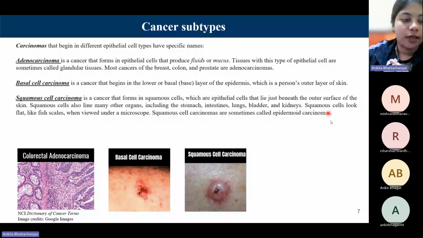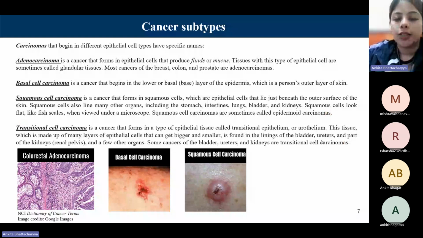So yeah, these are just representations, just for you to understand it a little better. And finally, among carcinomas, the last subtype, which is a little less commonly known, is transitional cell carcinoma, which is a cancer that arises in epithelial tissue called transitional epithelium or urothelium. This tissue is made up of many layers of epithelial cells that can become bigger, smaller, and is most commonly abundant in the bladder, ureters, part of the kidneys, also known as the renal pelvis, and a few other organs.